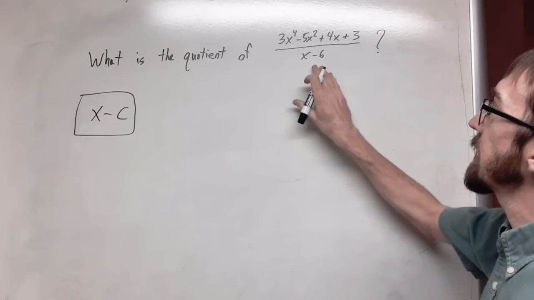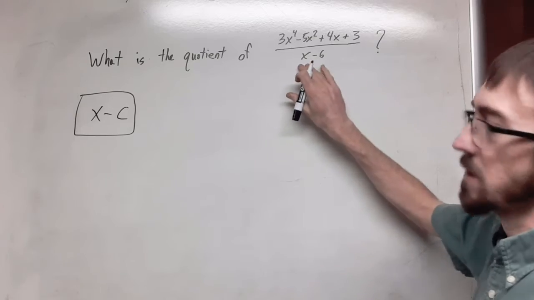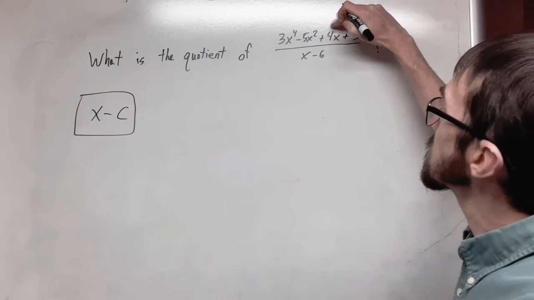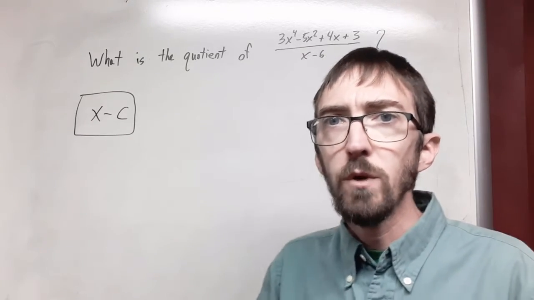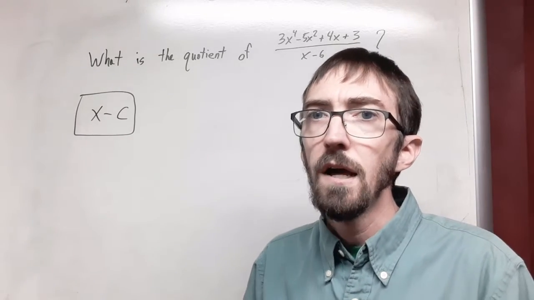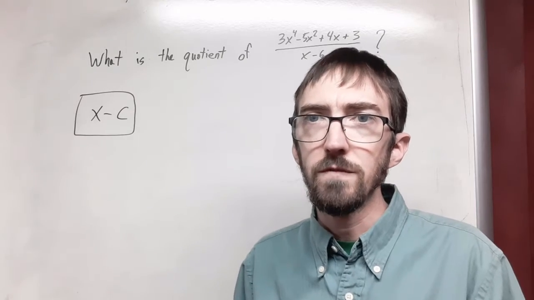Looking over here, we have x minus 6. 6 is a constant. X is our independent variable, as we also see up here. So we meet this form, so we have met the check. We can do synthetic division on this as opposed to the polynomial long division.